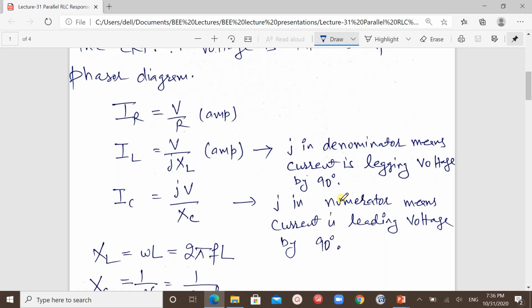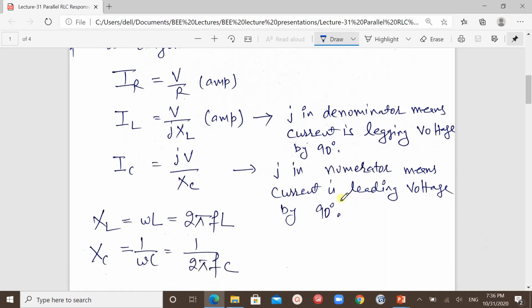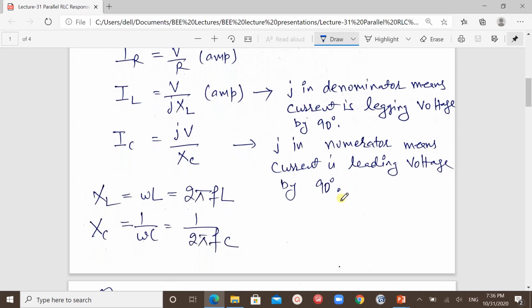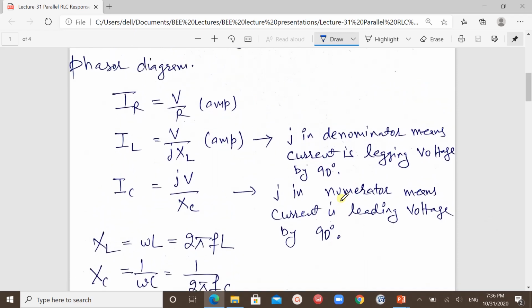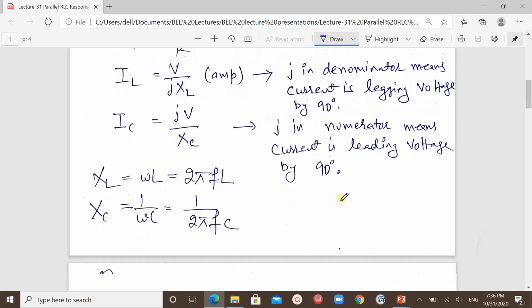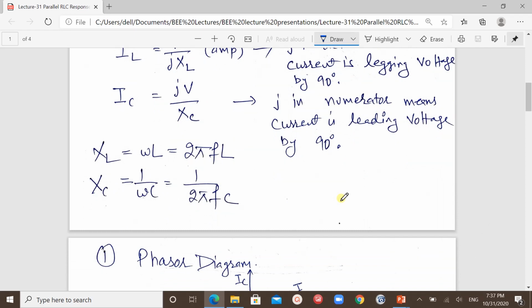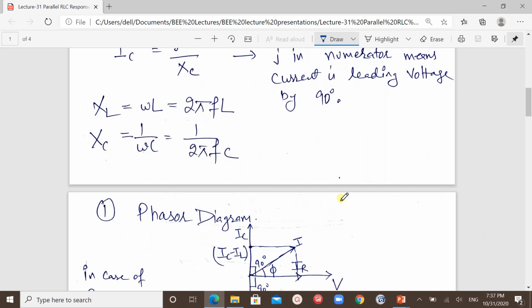Now, in the case of XL, the j is put in the denominator. j in the denominator means that the current is lagging voltage by 90 degrees, and j in the numerator means that current is leading by 90 degrees. So in IL we put it in the denominator because in the case of inductance the current is lagging, and in the case of capacitance the current is leading. We know that XL is equal to omega L, which is 2 pi FL, and XC is equal to 1 upon omega C, which is equal to 1 upon 2 pi FC.